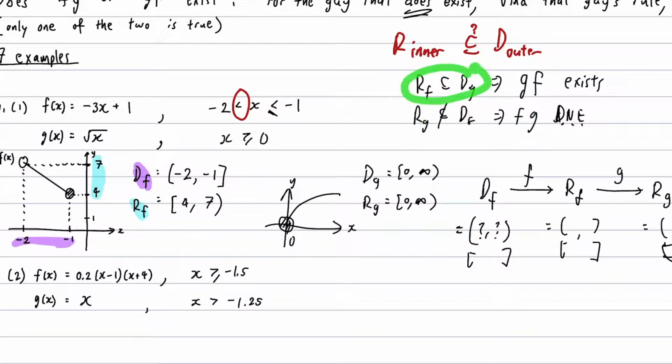Is RF a subset of DG? Is this one a subset of that one? Is [4, 7) a subset of 0 to infinity? Yes. Okay, how do you check it?